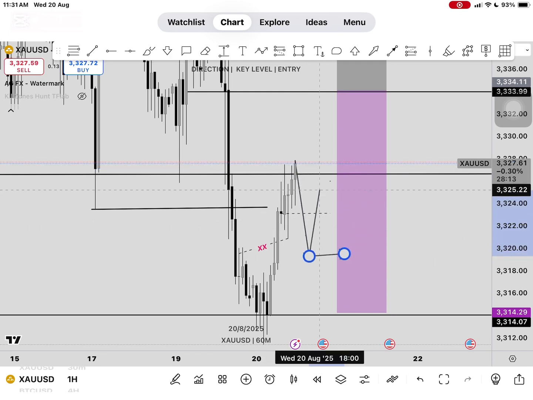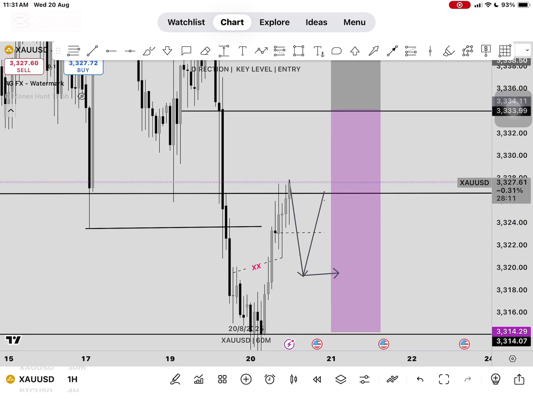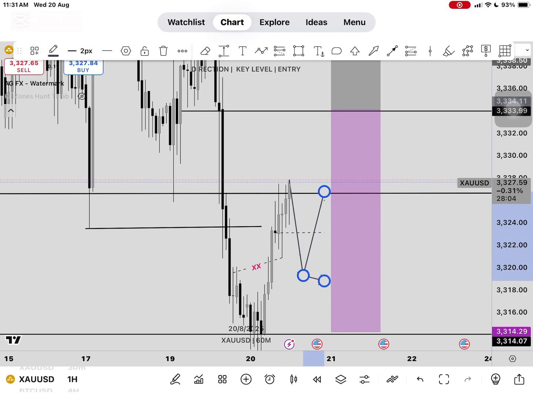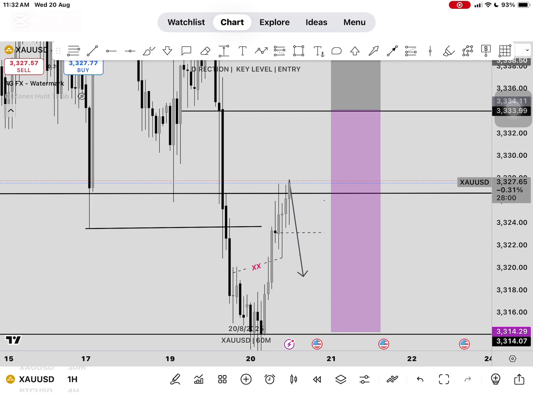I think with this, just wait patiently for the market to align with your direction. You wait for lower time frame confirmation. If you don't get the confirmation, then no trade for you for that day.